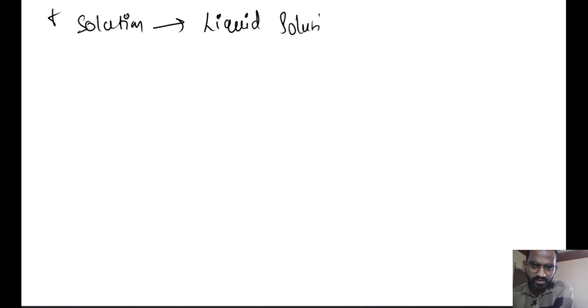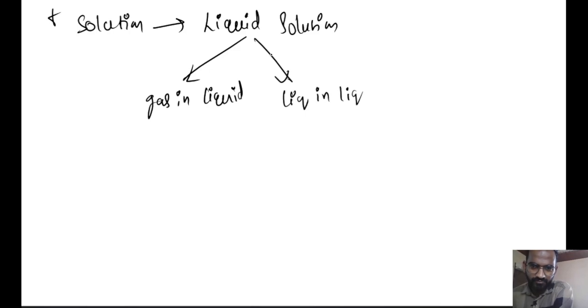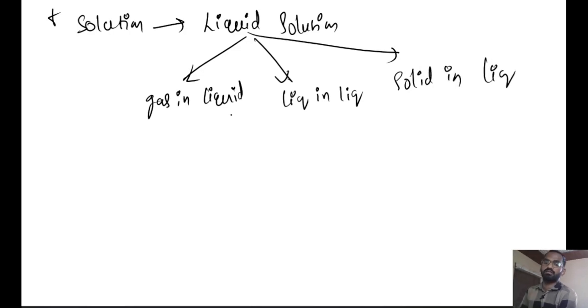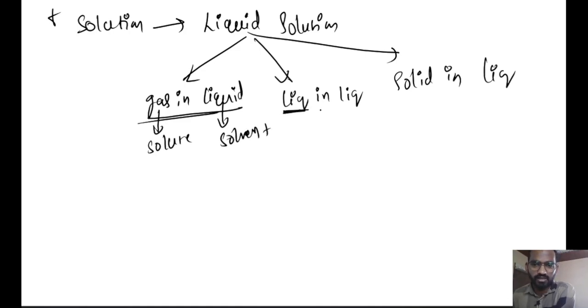Liquid solution means we are having three cases. First case is gas in liquid. Second, liquid in liquid. Third case is solid in liquid. These three cases we are going to deal with in this chapter, that is the solution chapter. See, gas in liquid: here gas is the solute and liquid is the solvent. Both combined we call a solution. Liquid is a solute, liquid is a solvent; solid is a solute, liquid is a solvent, like this. So gas can be dissolved in water or any liquid, liquid can also be dissolved in water, and solid can also be dissolved in water.